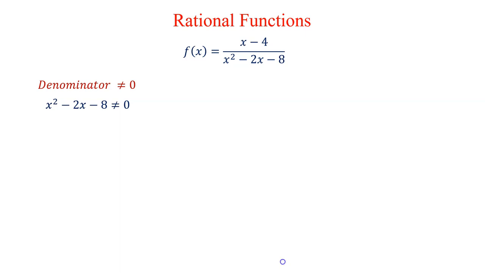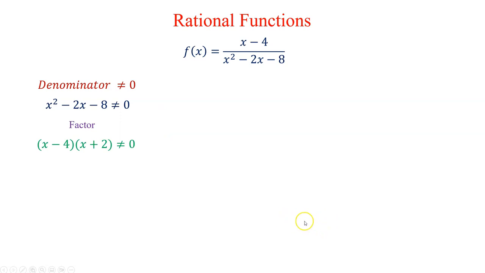To solve for x here, we'll have to factor this expression. So we'll use our M statement. What two numbers can I multiply to get negative 8, subtract to get negative 2, and our larger of the two numbers will be negative? Our two values are 4 and 2. So when we factor it, we get x minus 4 and x plus 2.